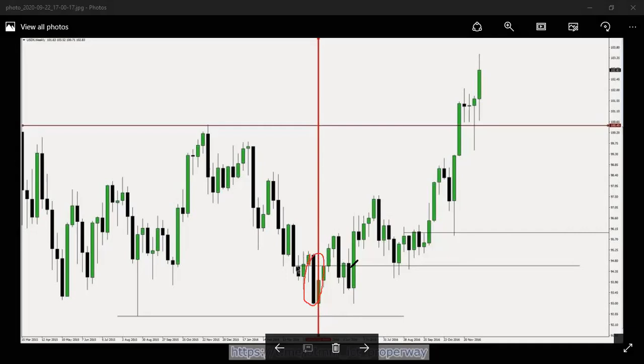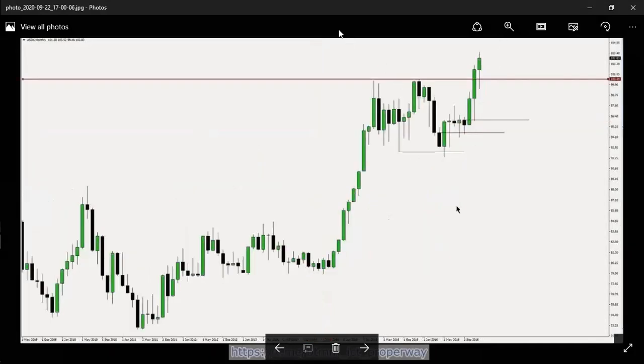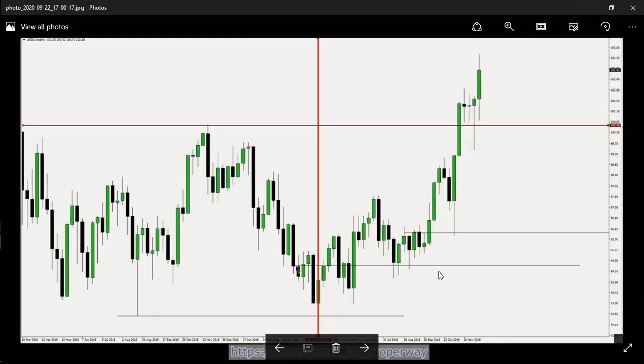Okay, and you see this line here, this one. This is the monthly order block that I showed you last time. That's the monthly order block. So it's this line here, this one. So now on the weekly, we have a higher high and a higher low. Okay, return to this order block.